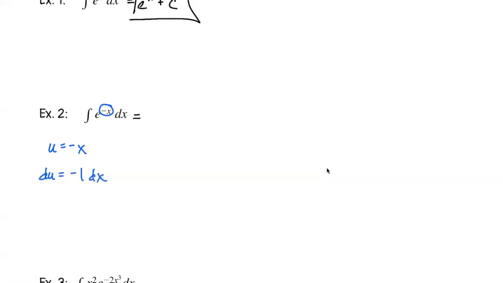If we look in the question, I only see a dx. I don't see a negative 1 dx. So our trick from yesterday is to divide by that negative 1. Now everywhere we see a dx, we put a negative du. When we rewrite this, we get the integral of e to the u times negative du. Some of us might be ready to jump straight to bringing the negative sign to the front.